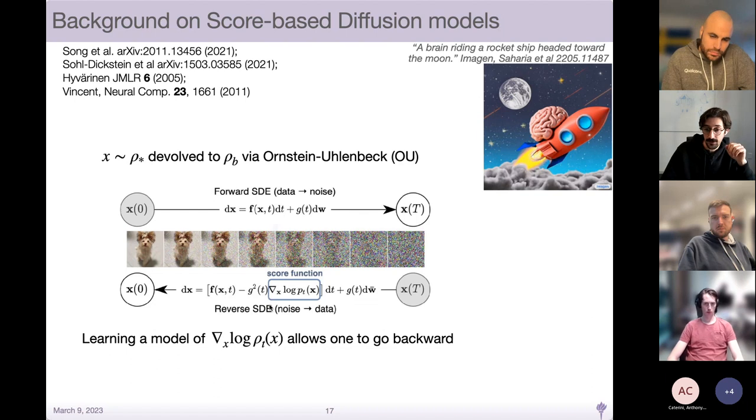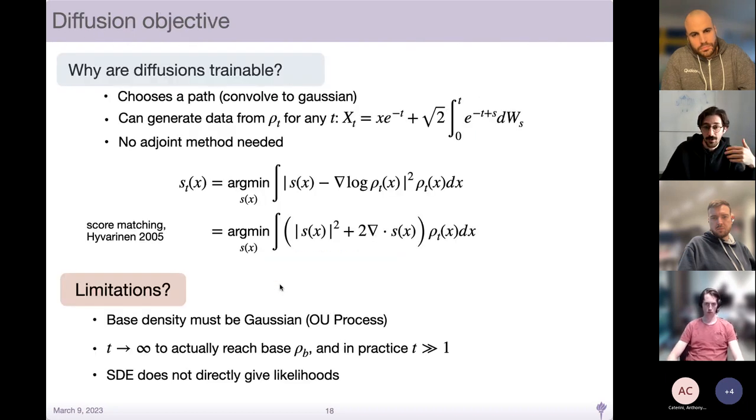This actually just amounts to learning what is known as the score of the time-dependent density, the gradient of the log probability at time t. And if I learn this, then I can learn to go backward and be able to sample from my target density. So what does this amount to? Why are diffusions trainable? As I said, they've chosen a path in the space of measures. They can generate data at any time on that path by just following the Ornstein-Uhlenbeck process, which just says for any initial x, if I want a sample x_t from rho_t, I just have to compute it using this formula. And there's no need to simulate the dynamics to evaluate the loss function.